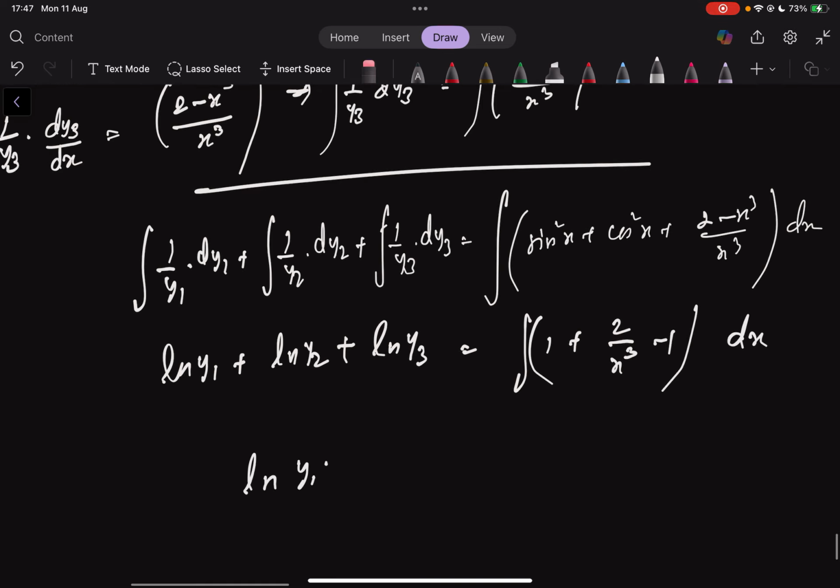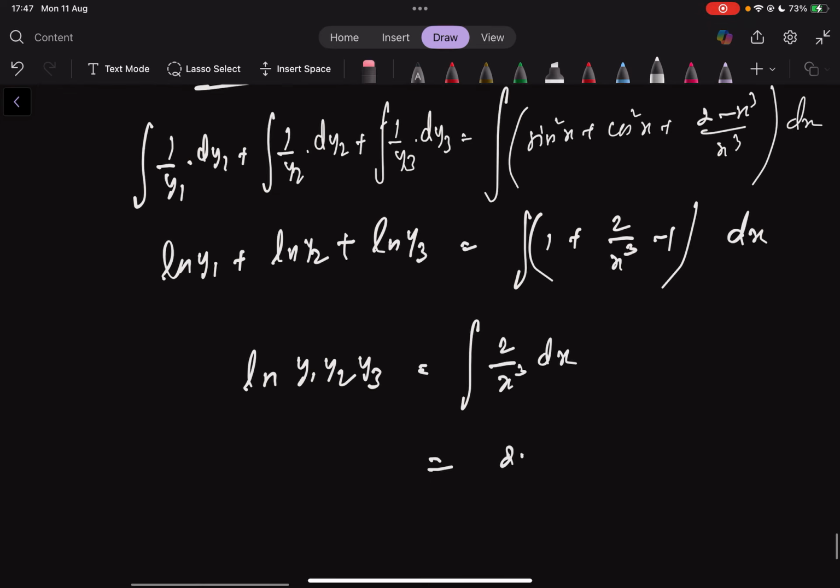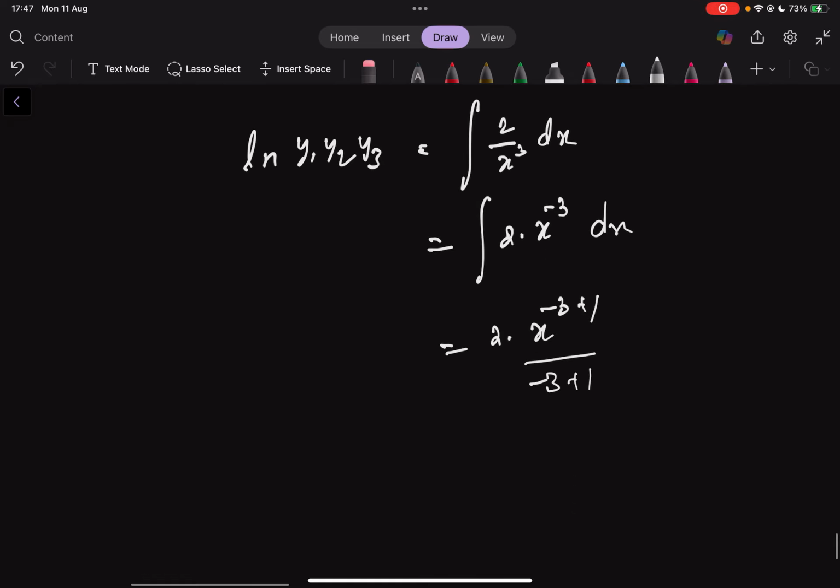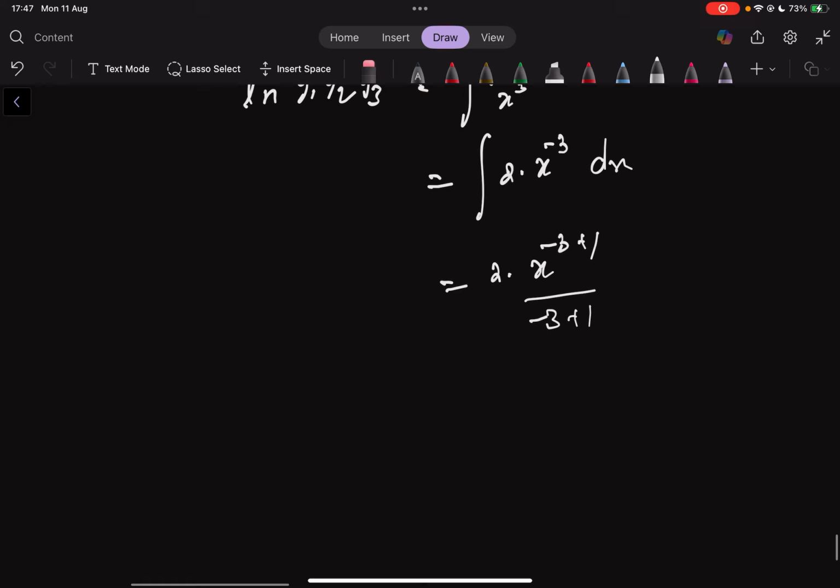So that means ln(y1 y2 y3) will just be the integral of 2/x³ dx. That is 2 times x to the power minus 3. So that will just be 2 times x to the power minus 3 plus 1 over minus 3 plus 1. So the integral will just be 2 times x to the power minus 2 by minus 2.